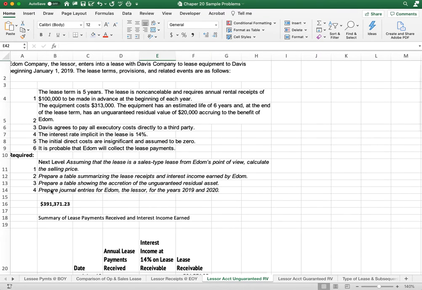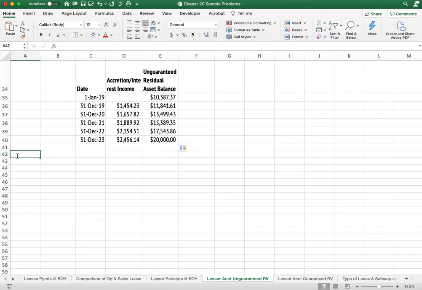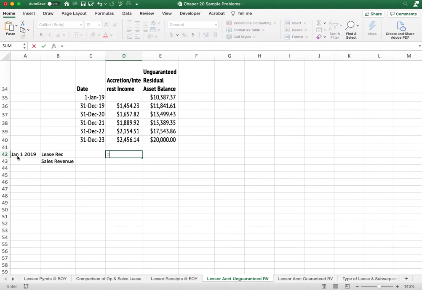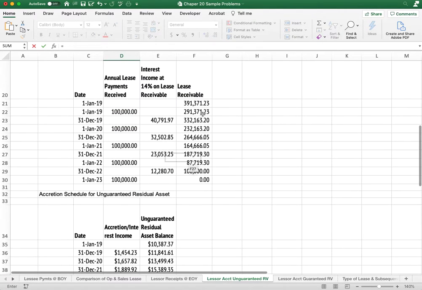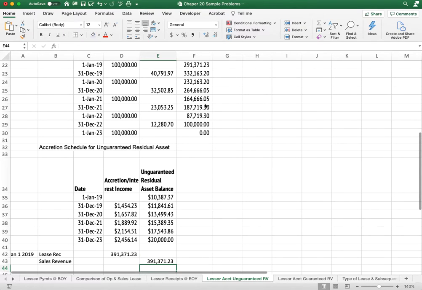And then the fourth part, prepare journal entries for Adam, the lessor, for the years 2019 and 2020. So we'll have January 1st, 2019. And we'll start out with the lease receivable and sales revenue, for the 391,371 that we calculated previously.